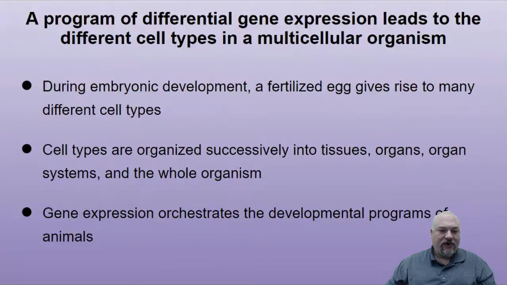So a little bit of an overview here. A program of differential gene expression leads to different cell types in multicellular organisms. Don't worry about this with single cell organisms, obviously. They don't have differentiated cells, they're all one cell. So, how does this happen?